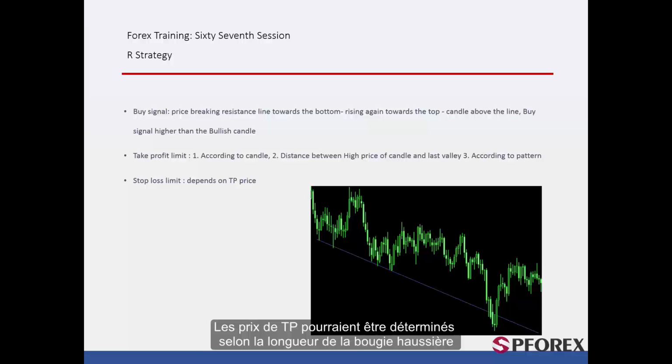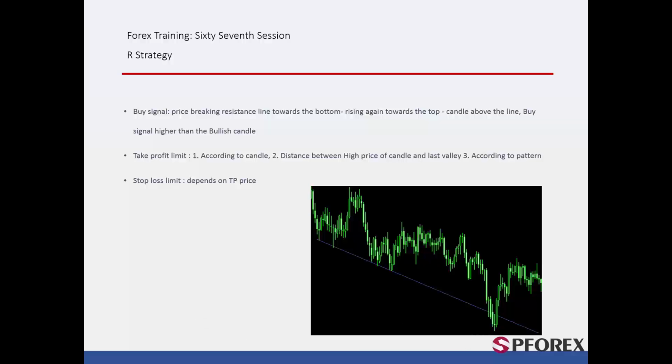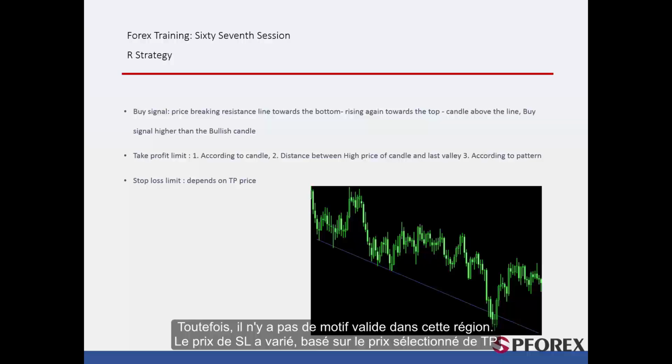TP prices could be determined by the bullish candle length, the distance between the high price of this candle and the low price of the candle on the last valley. However, there was no valid pattern on this region. SL price varied based on selected TP price.